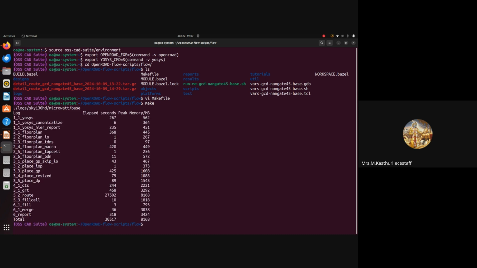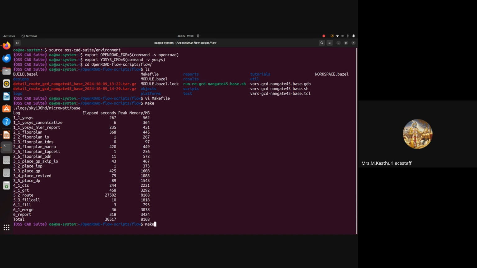It will run all the processes, as I said: floor plan, placement, routing, all the steps. It will automate the whole process with just one click, one command. As I have already run it, it ran in a few seconds. If you run it for the first time, based on your design, it may take 10 minutes to some hours.